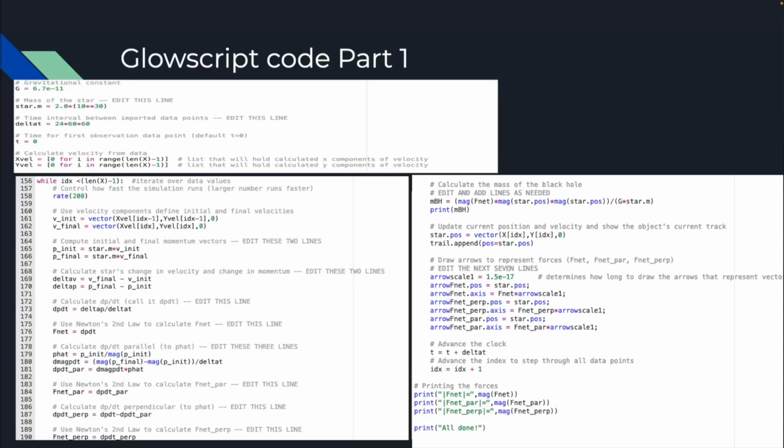And then in the bottom right, we find the mass of the black hole, signified by MBH equals. This way we take the magnitude of the net force times the magnitude of the position of the star, times the magnitude of the position of the star again, divided by the gravitational constant times the mass of the star. And by doing that, we can find the mass of the black hole.